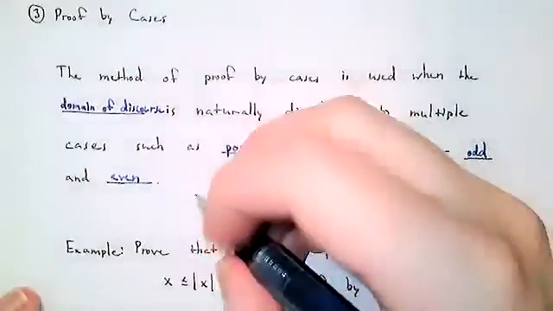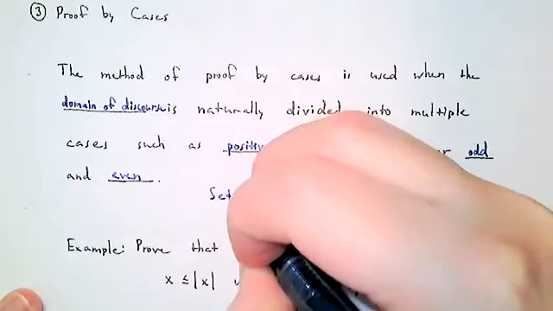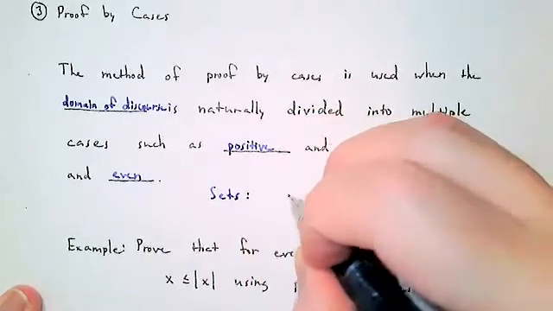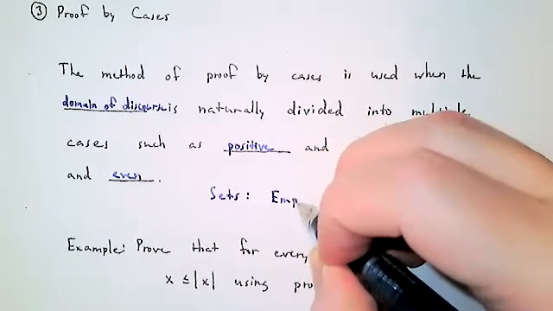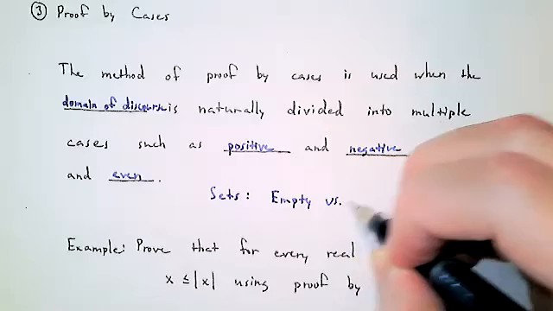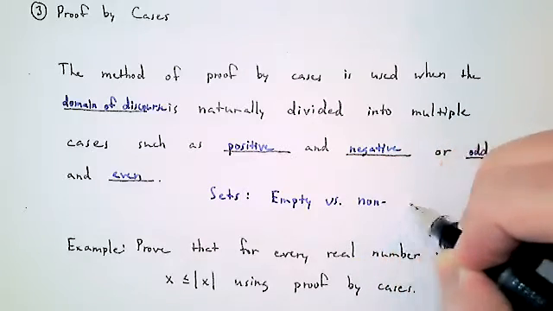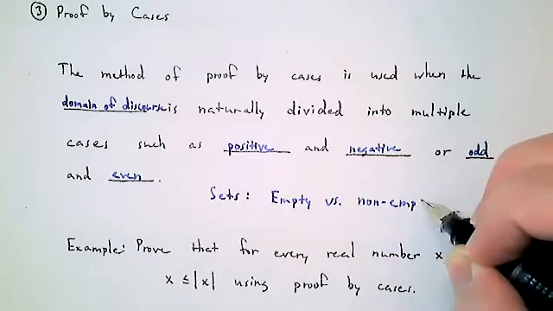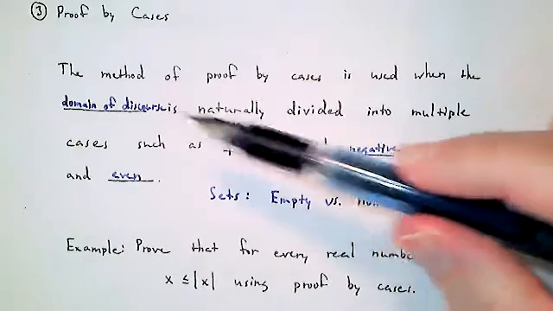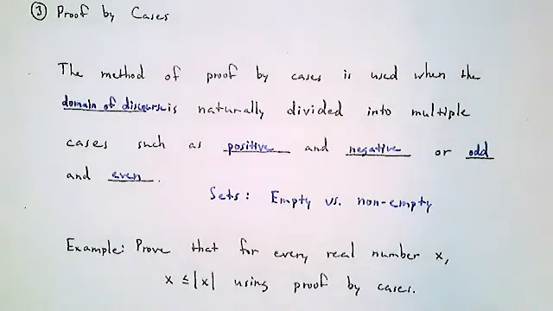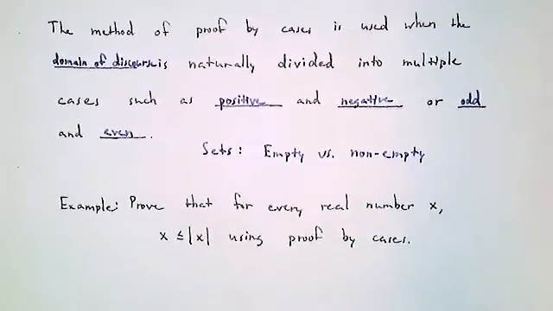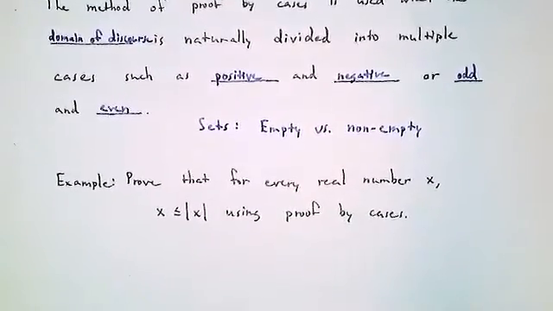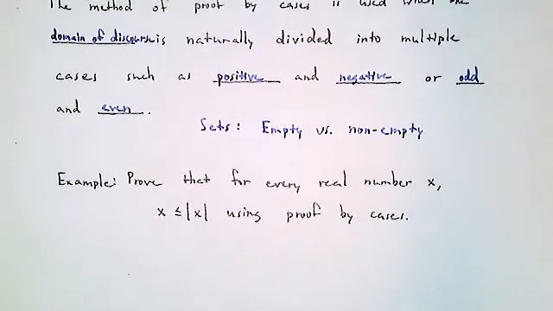If you're talking about sets, a common thing is to talk about the empty set and then talk about non-empty sets. So there's lots of ways that cases can work, and it kind of just depends on what particular thing you're talking about. And this example here is a fairly common way that cases can show up in a proof.